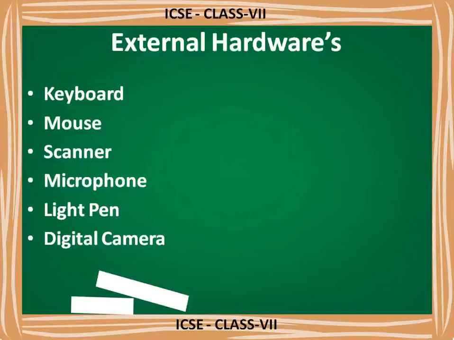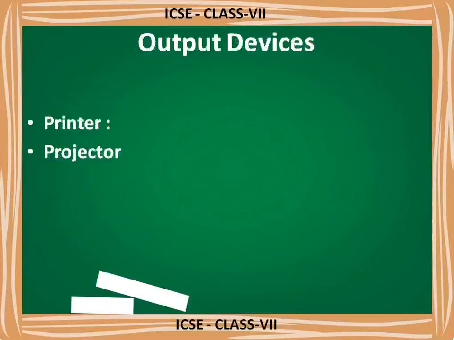Next point, that is output devices, printer and projector. This printer, I think you already know, is used to take the printout from a system. If you have the document in your system and you want that document on paper, then we have the device that is the printer. So the printer is used to take the printout. There are different types of printers: one is the impact printer, then the non-impact printer.